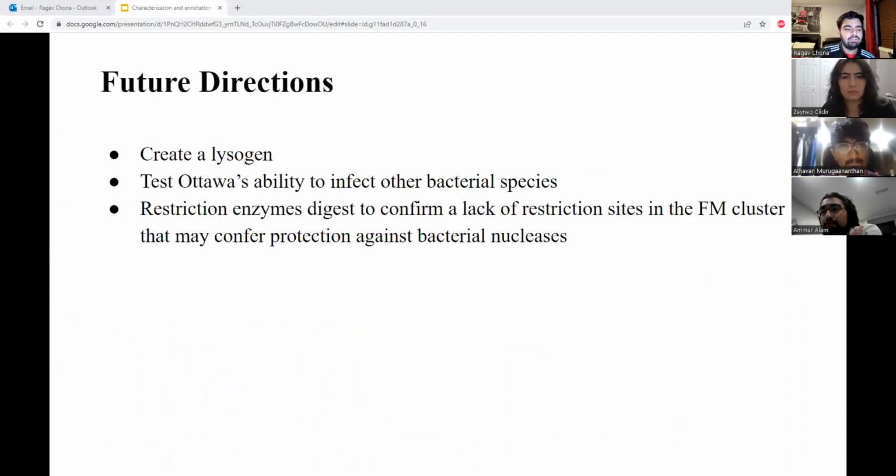For future directions, we want to create a lysogen for Ottawa, where the bacteriophage stably integrates into the chromosome of the host bacteria, Arthrobacter globiformis. We want to test Ottawa's ability to infect bacterial species other than Arthrobacter globiformis. And we also want to do a restriction enzyme digest to determine if the FM cluster of phages lack restriction sites, which results in the generation of protection against bacterial nucleases.